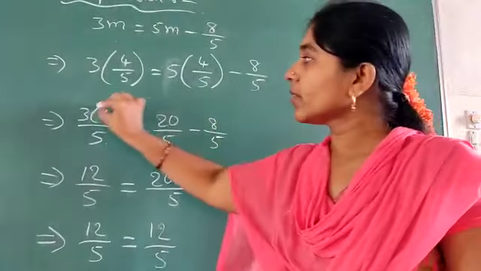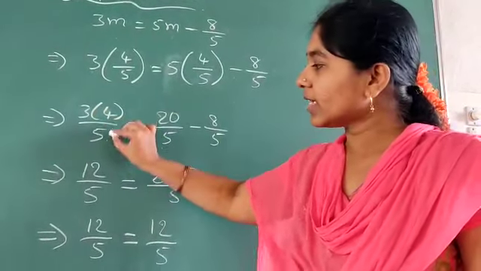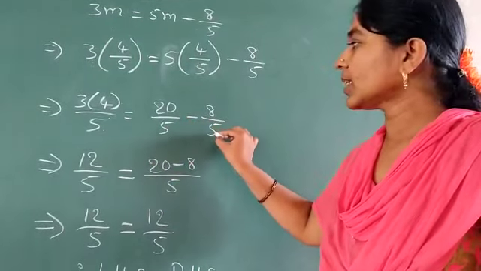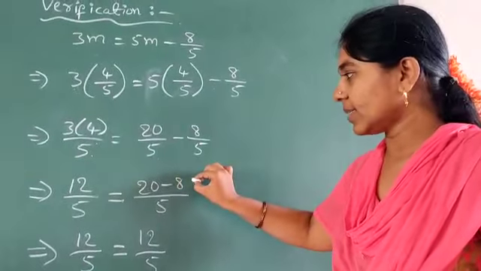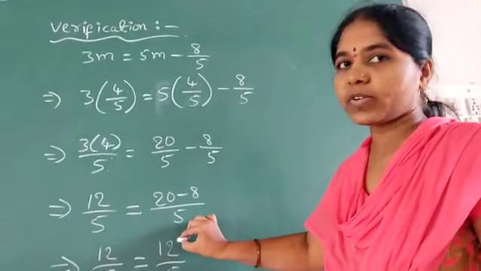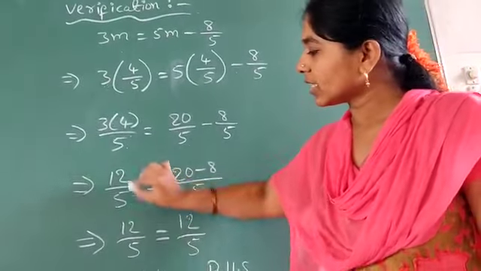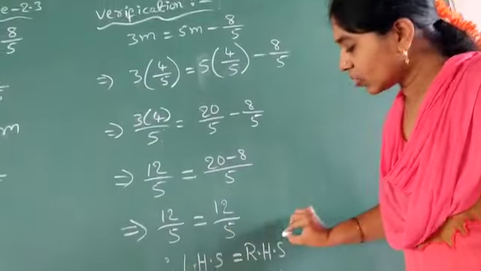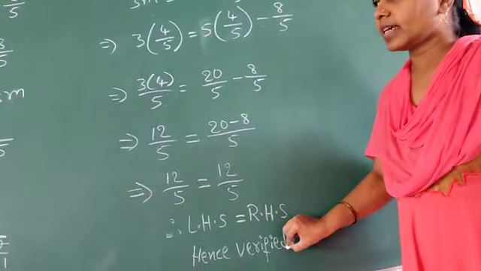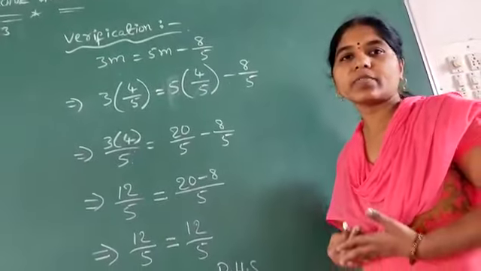3 4s are 12. Okay, 12 divided by 5 is equal to, denominators are same, then numerators we can subtract, 20 minus 8. 20 minus 8 gives 12. Then denominator 5. Here 12 by 5 and here also we got 12 by 5. Therefore LHS is equal to RHS. Hence verified. This is our last question from this exercise.